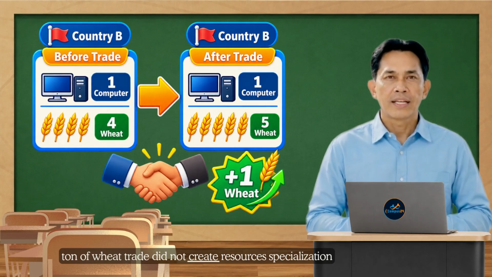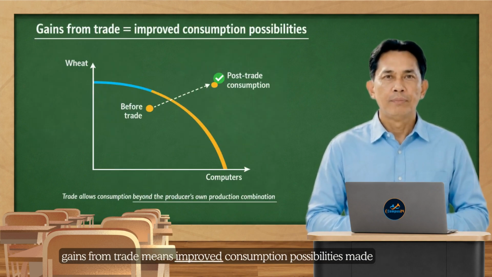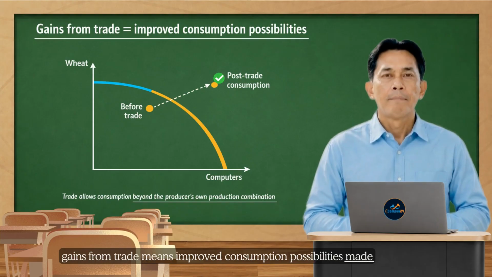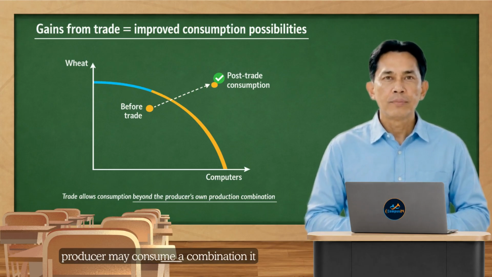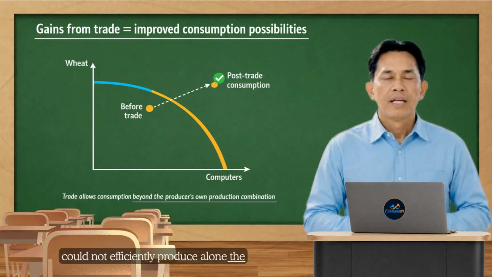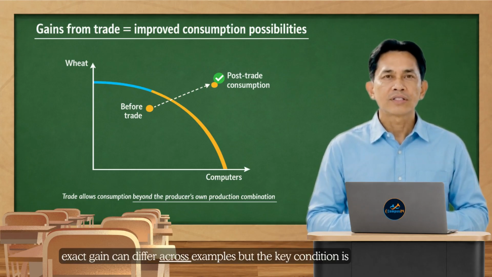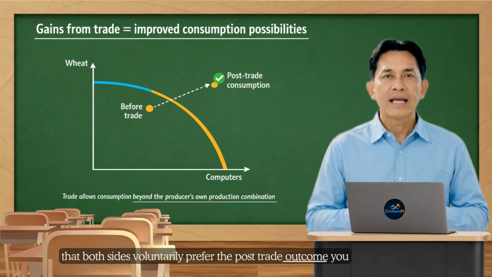Trade did not create resources. Specialization increased output, and exchange allowed both countries to share it. Gains from trade means improved consumption possibilities made possible by specialization and voluntary exchange. A producer may consume a combination it could not efficiently produce alone. The exact gain can differ across examples, but the key condition is that both sides voluntarily prefer the post-trade outcome.